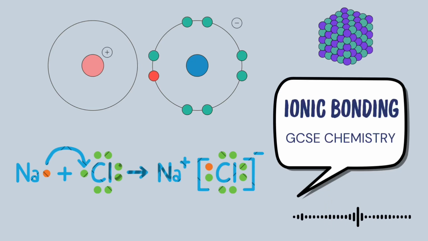But how do we actually show this whole bonding process happening? For that, we use dot and cross diagrams. Those bring back some memories. They're very useful. Let's take sodium chloride again. Sodium has one outer electron, so we represent that with a dot. Chlorine has 7, so we represent that with crosses. Then we draw an arrow to show the electron moving from sodium to chlorine. Now they both have full outer shells.